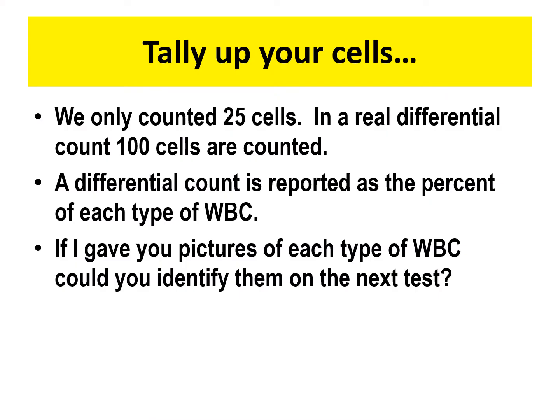Okay, so these were only 25 cells, okay? But in a real differential, you would count 100 cells, okay? And it's reported as the percentage of each type of white cell. That's why you had that percentage, right? You fall into that normal percentage. Okay, so remember, I'm going to give you pictures of each one of these WBCs, and you will have to identify them, okay? So make sure you use these PowerPoint slides as ways to test yourself and make sure you're able to spot them when you see them.